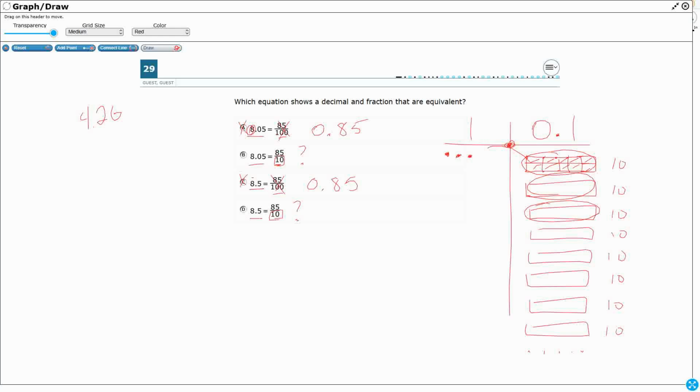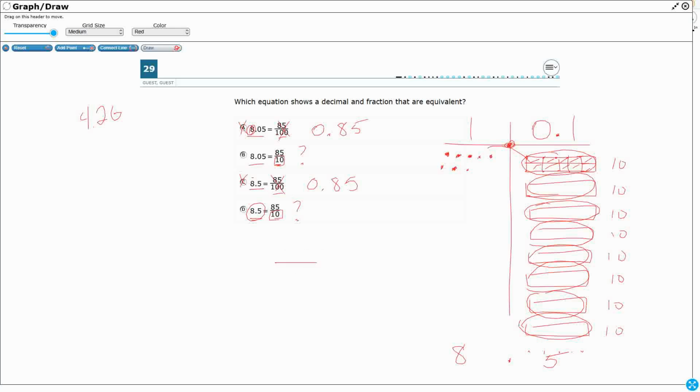And so I've got 1, 2, 3, 4, 5, 6, 7, 8 sets of 10 tenths. So that is going to become 8 ones, because each 10 tenths becomes 1. So I've got 8 ones, and I've got 5 tenths left over. So 85 tenths is the same as 8.5. So that's what we're looking for: D, 85 tenths.